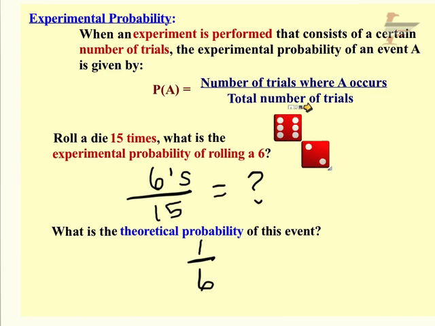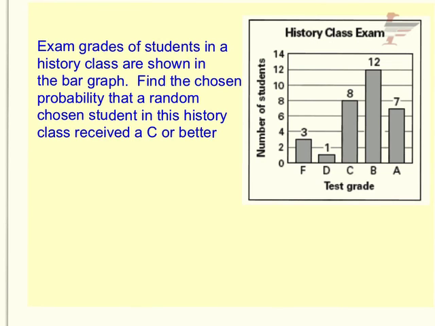So when I do the experimental probability, it's not likely that I'm going to get exactly 1 out of 6 times that I roll a 6, but it could happen. You just never know. So here's an example of experimental probability.